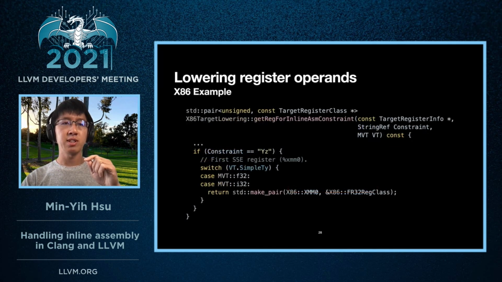Another example is in x86, where Yz specifically means the first SSE register, that is XMM0. So here we put XMM0 as the first element.